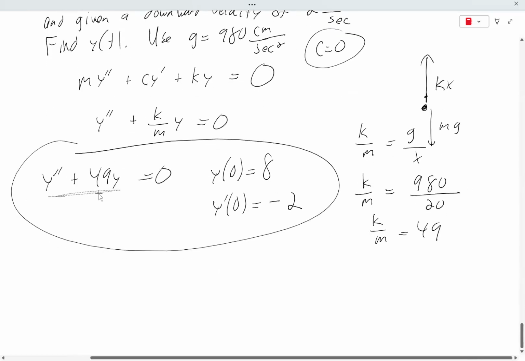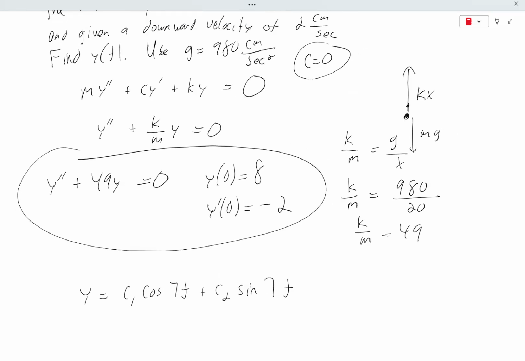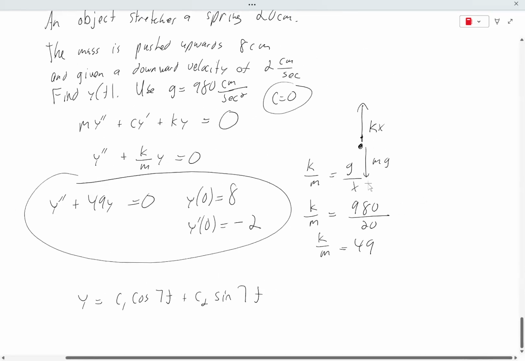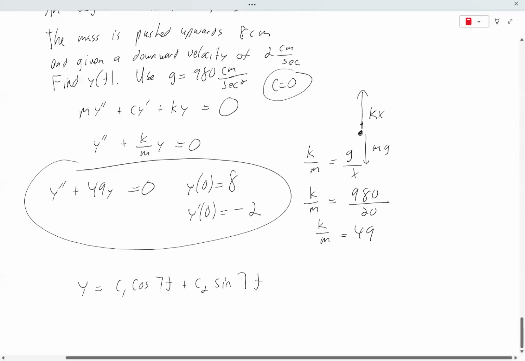So now this is a homogeneous constant coefficient equation. So y equals C1 cosine 7t plus C2 sine 7t. It's just a homogeneous equation. Sorry about that, I need t's here, t's for time. The x I was using earlier is just for the initial displacement, for that downward 20 centimeter stretch there.